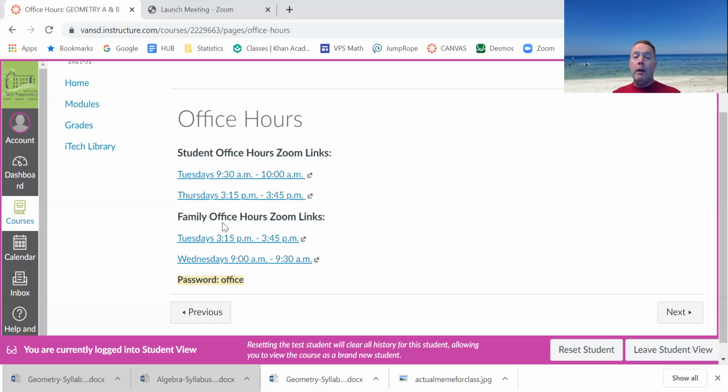Family hours are for parents to come in, but students can come in here as well and get some help. But if you have a question about why the grade is like this, or I need to talk to you about something that affects my child, you can come to those hours. We can also schedule other times if none of these are convenient. So those are specific hours that we set aside to help students.